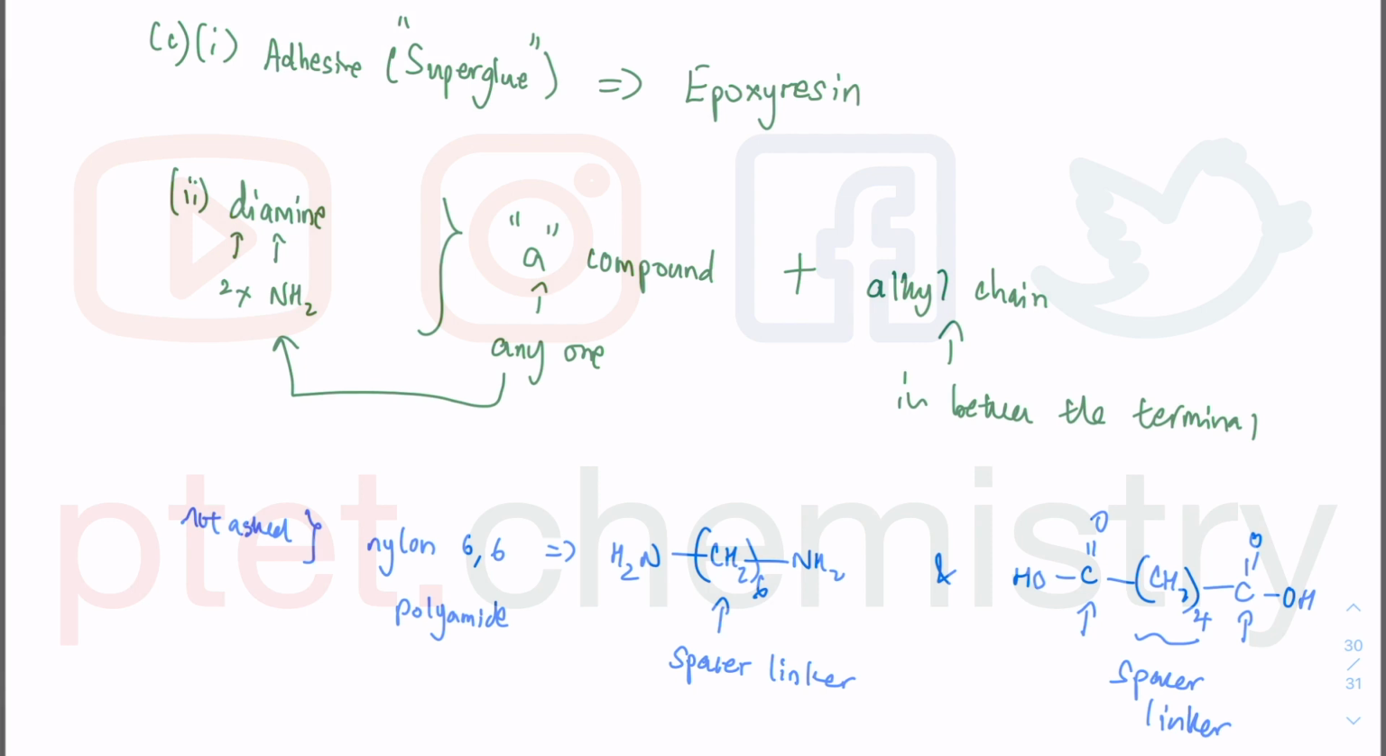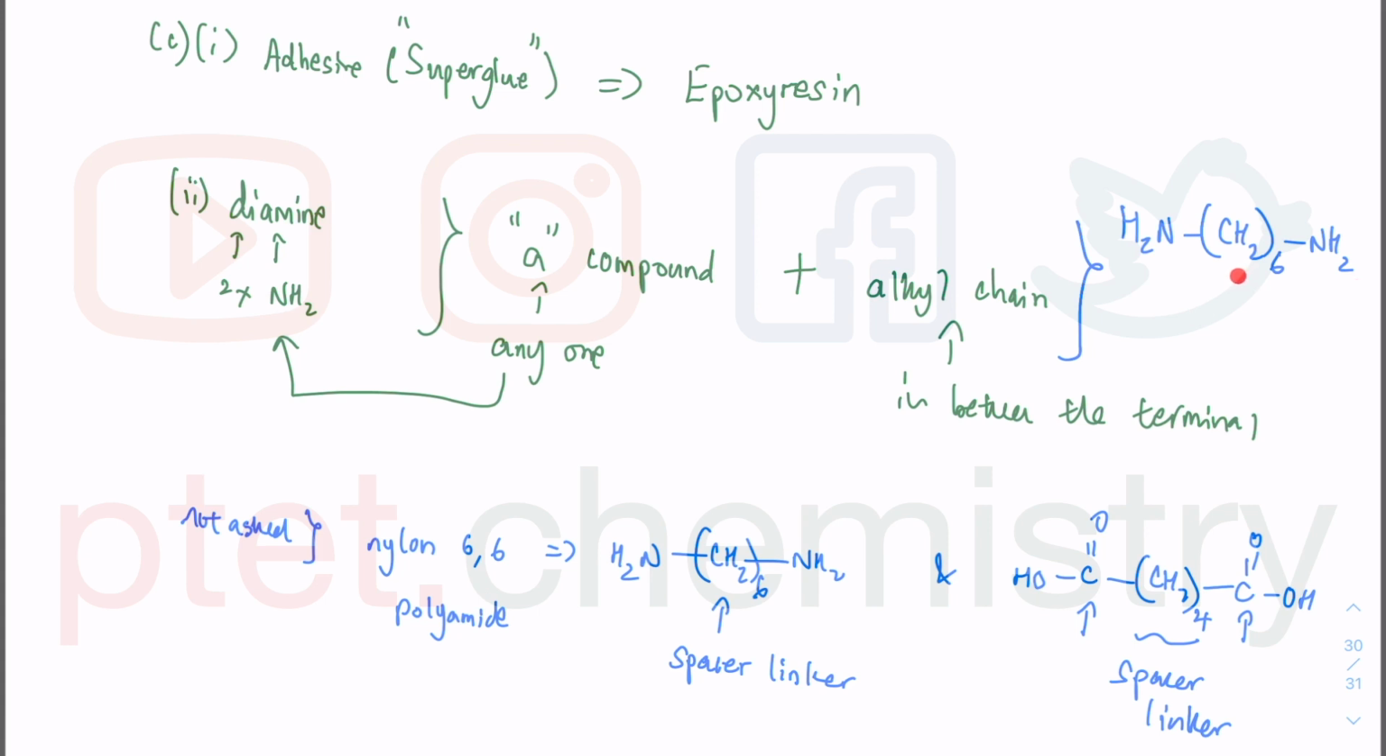Anyway, so our spacer linker here is alkyl chain. They just say it's a diamine, so they don't say the compound, they say a compound. So I think I should be able to get away with just H2N and then CH2 6 NH2, which is the monomer that I use to form nylon 66. And I can apply it to these particular questions on epoxy resin that they want me to do on a diamine with an alkyl chain.